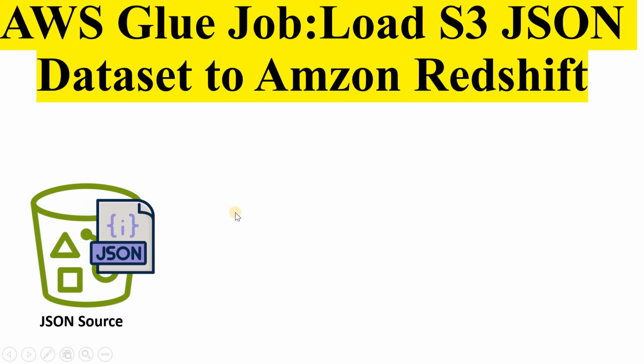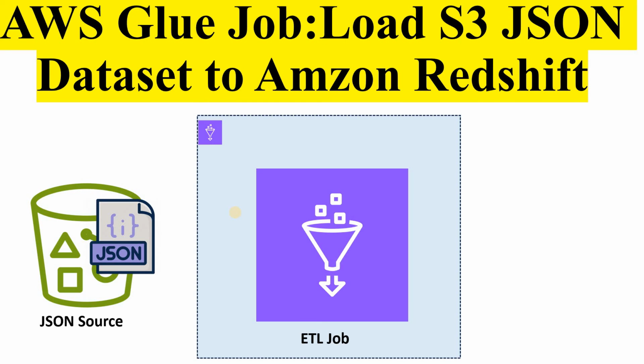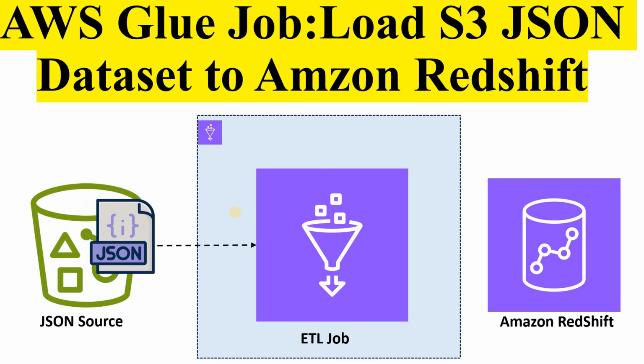First we will have a JSON source, that is an Amazon S3 bucket, and then we're going to create an ETL job in the AWS Glue service. Then we're going to make the connection between the JSON source, that is the S3 bucket, and the ETL Glue job, which extracts the data from the semi-structured JSON files. And finally we're going to see how it loads the data to the Amazon Redshift cluster. So in total, we have semi-structured data in JSON format.